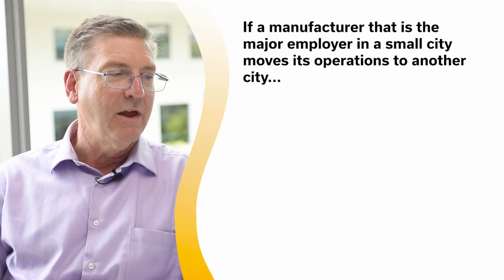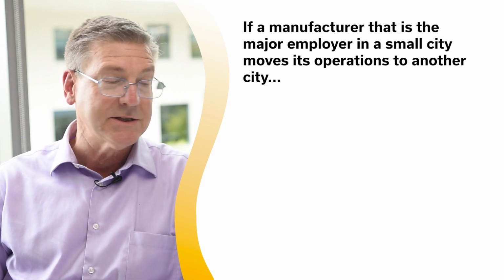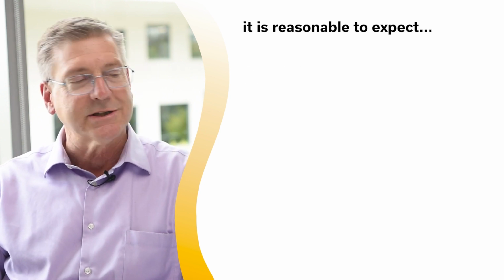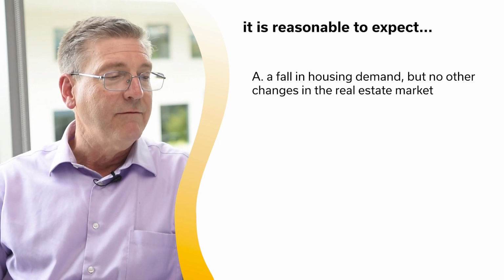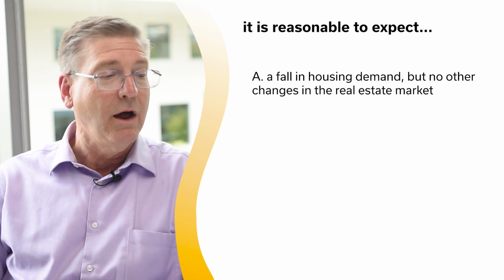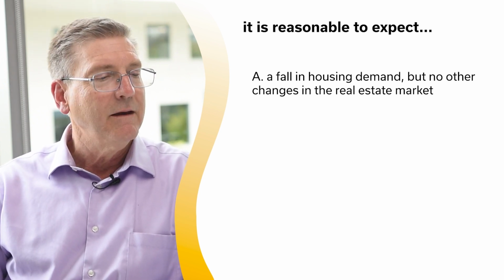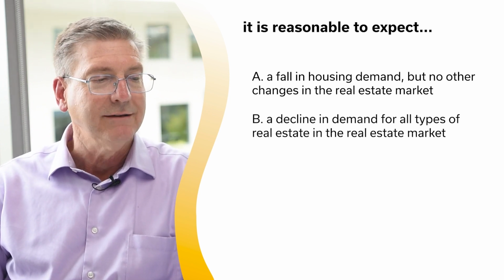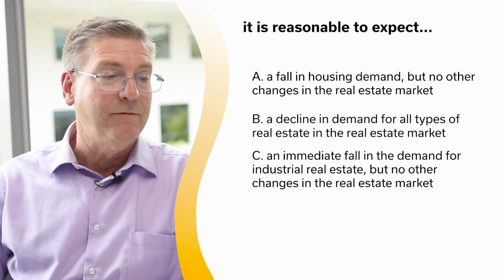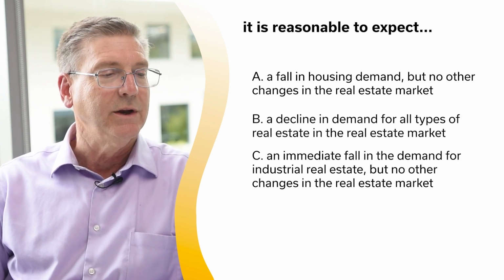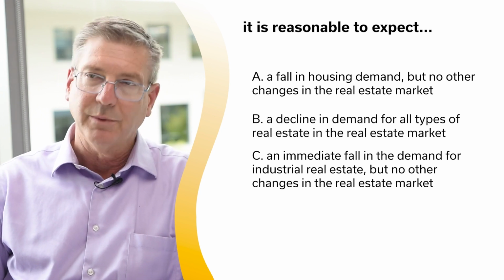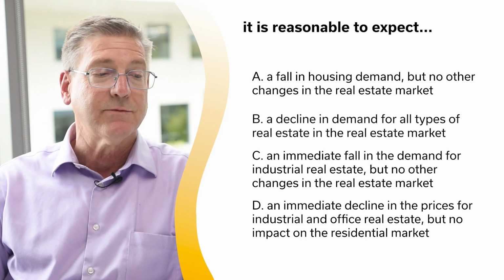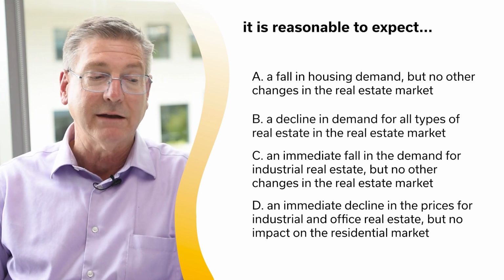If a manufacturer that is the major employer in a small city moves its operations to another city, it is reasonable to expect A, a fall in housing demand, but no other changes in the real estate market. B, a decline in demand for all types of real estate in the real estate market. C, an immediate fall in the demand for industrial real estate, but no other changes in the real estate market. Or D, an immediate decline in the prices for industrial and office real estate, but no impact on the residential market.